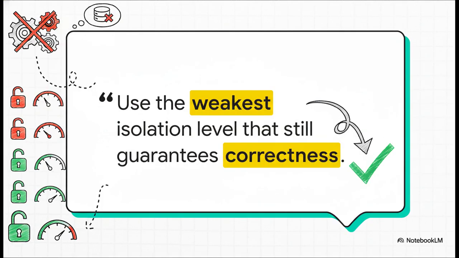And this all boils down to one golden rule. Don't just crank the dial to the highest level because it feels safer. Stronger isolation levels have performance costs, especially serializable, which can cause transaction retries. The goal is always to pick the most lenient, highest performing level that still guarantees your application is correct.